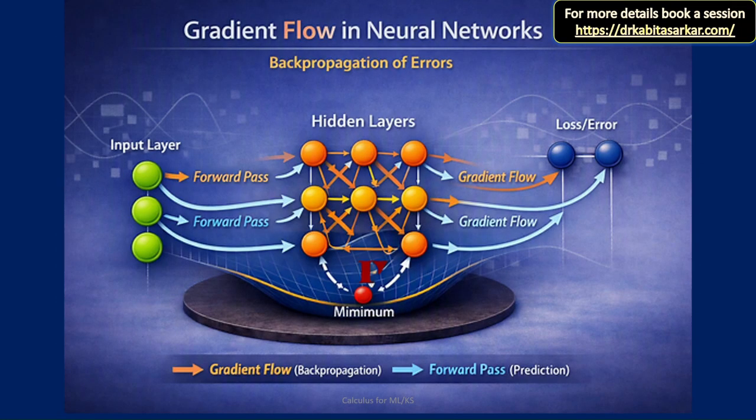Moving on, the neural network diagram with gradient flow shows how errors travel backward. This process, called backpropagation, uses derivatives to update weights layer by layer. It's calculus that makes this possible, ensuring the network learns from mistakes.